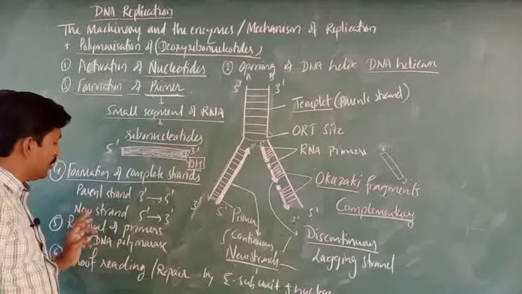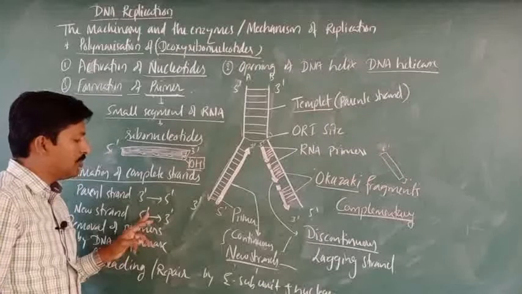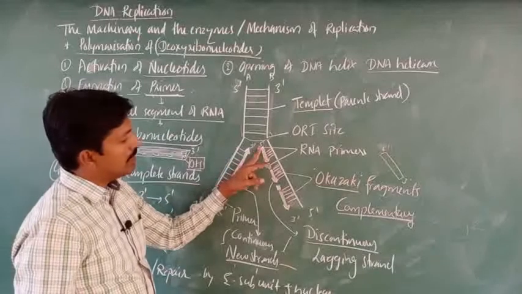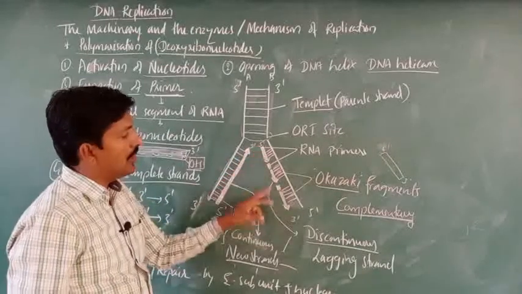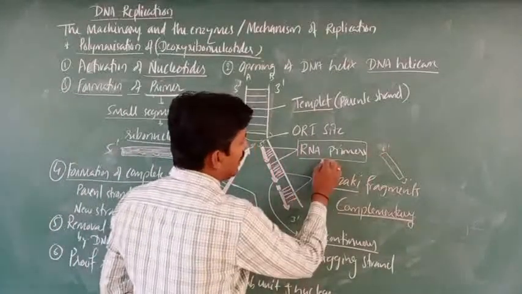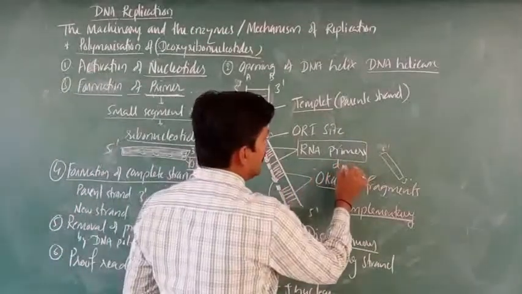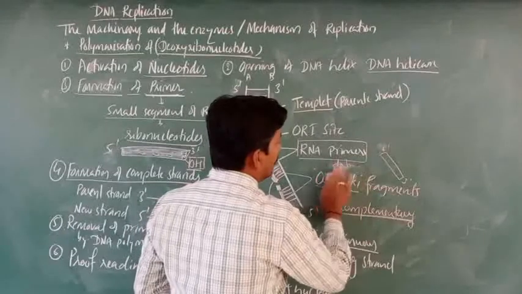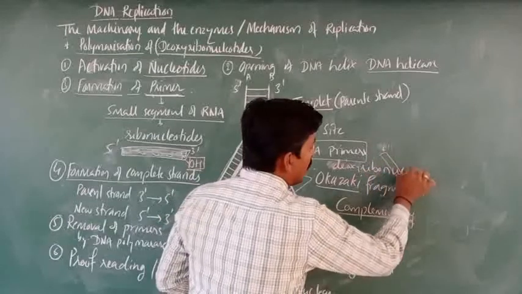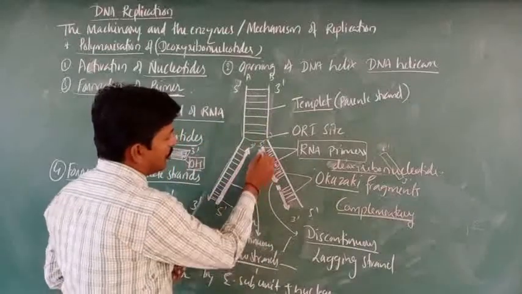Always the new, or complementary, strands begin from five prime to three prime. In the same way, the lagging strand also becomes completely formed by replacing the RNA primers. These RNA primers are replaced by DNA, that is, deoxyribonucleotides. So these get removed here, right?